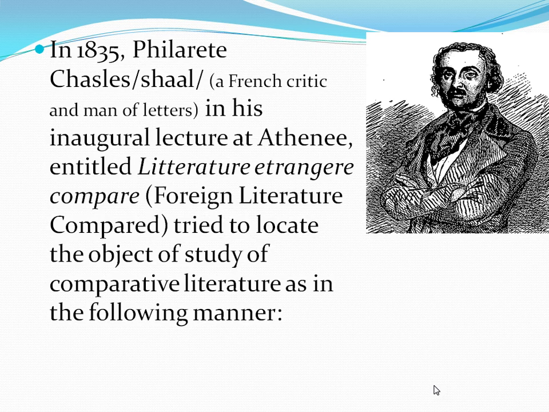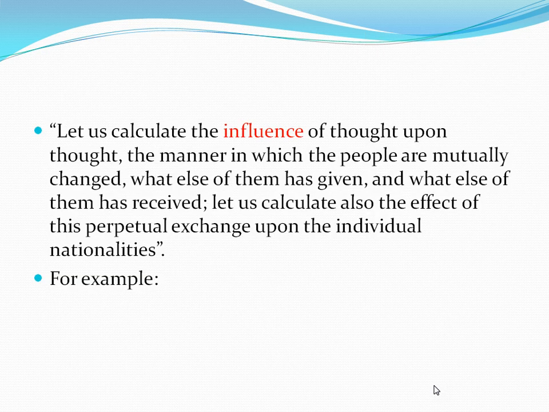Try to locate the object of study of comparative literature in the following manner. So last time we said that in French anthologies we got the term comparative literature in 1816. And then the French critic elaborated the term, Philarete Chasles. So let us calculate the influence of thought. He gave a different definition. Previously we got that comparative literature would be comparing one literature with another, a very broad definition. But Chasles said let us calculate the influence of thought upon thought.